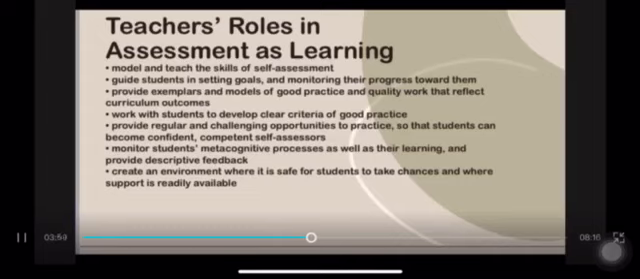Next is to monitor students' metacognitive processes as well as their learning and provide descriptive feedback. Last one is to create an environment where it is safe for students to take chances and where support is readily available. So those are the roles of a teacher in assessment as learning.